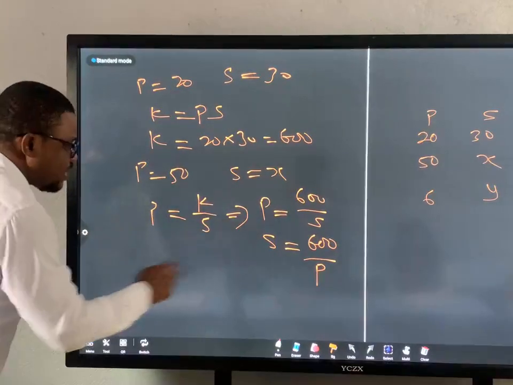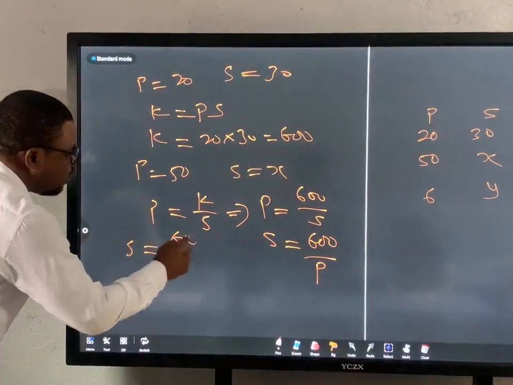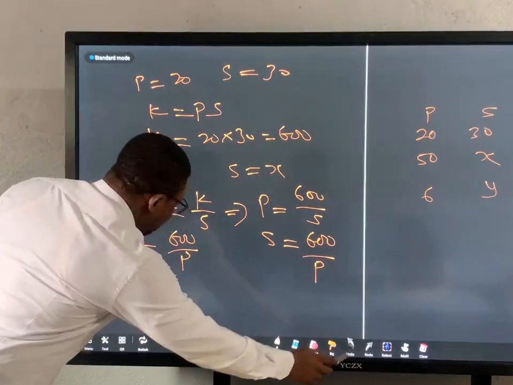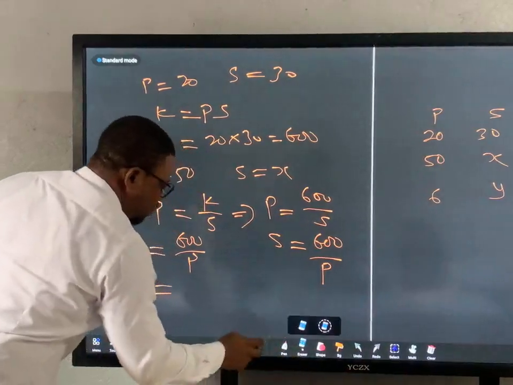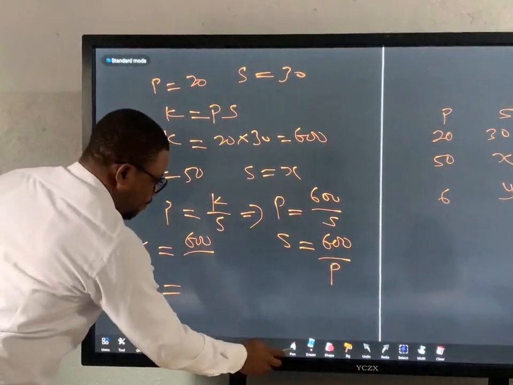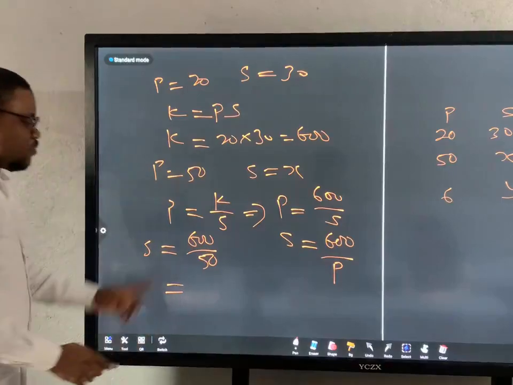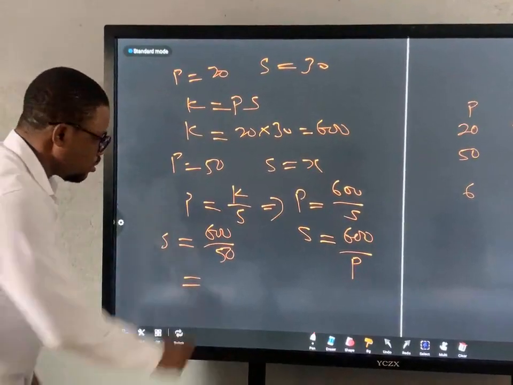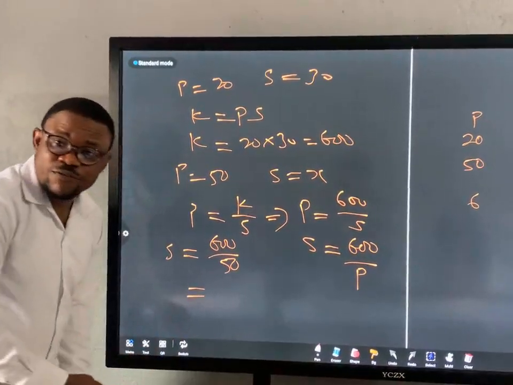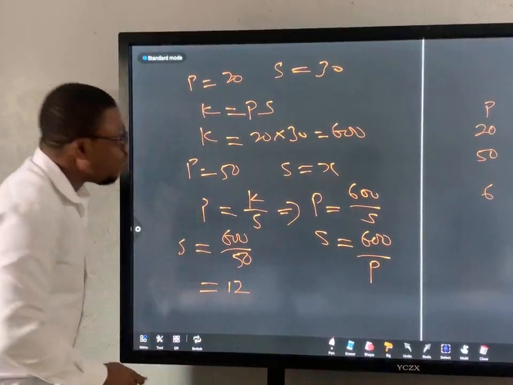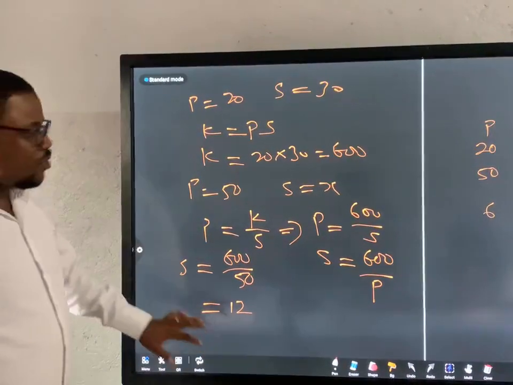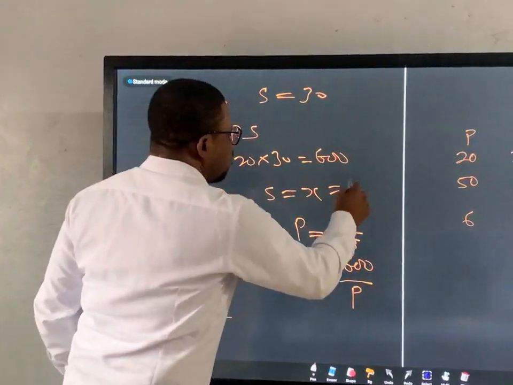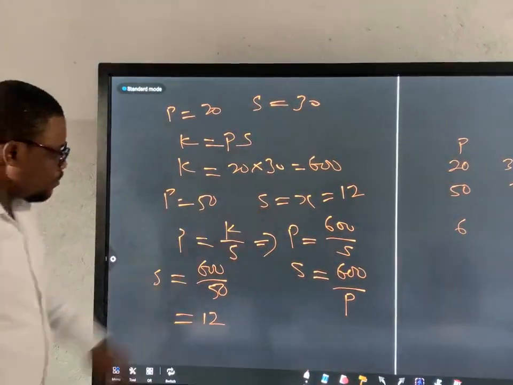So I have S equal to 600 over P. What is now my P? P is 50, right? Let me use that in place of P. This is over 50. 600 divided by 50 is what? Did you say 12? Yes, so you're correct, it's 12. So when P is 50, S is equal to 12. It took 12 seconds, right?